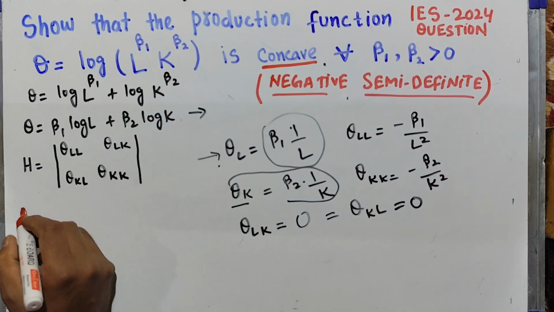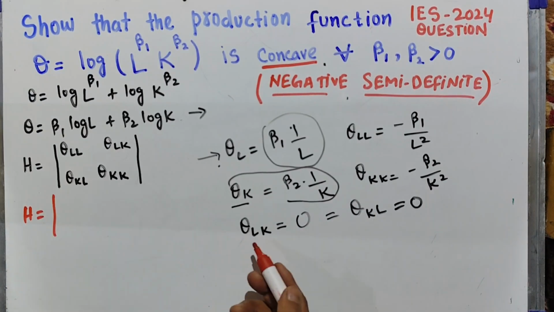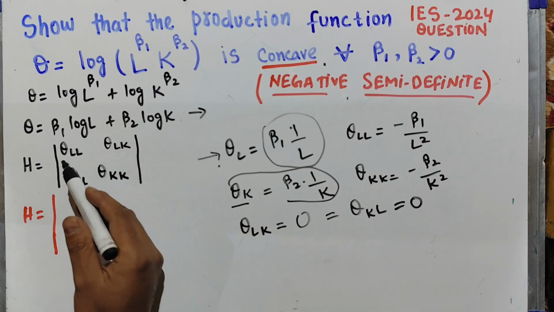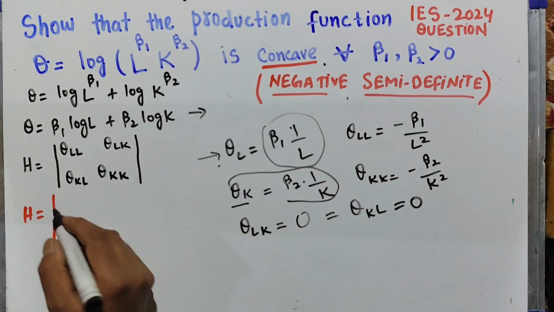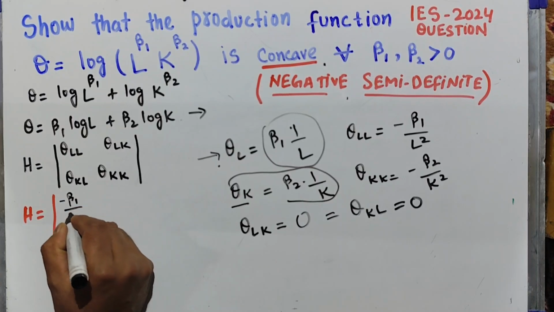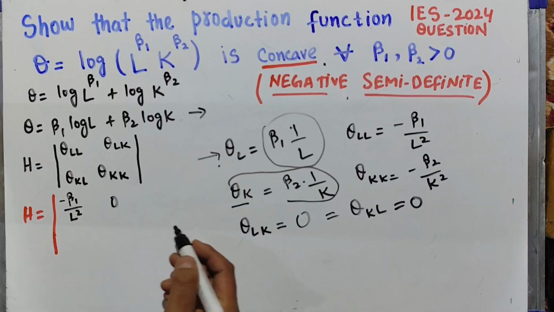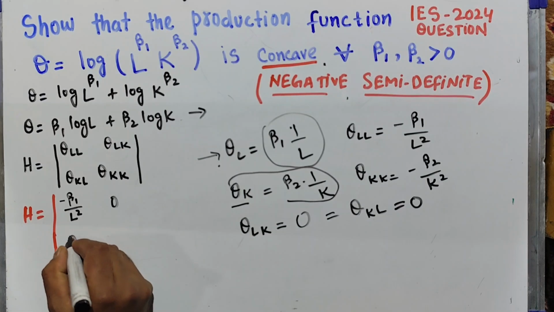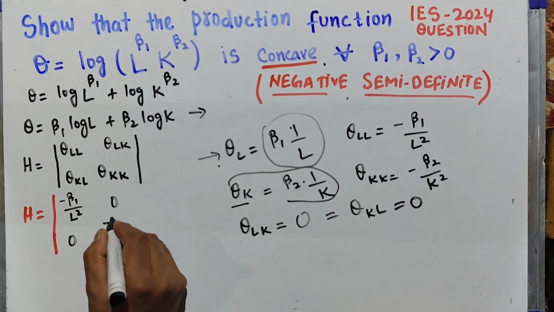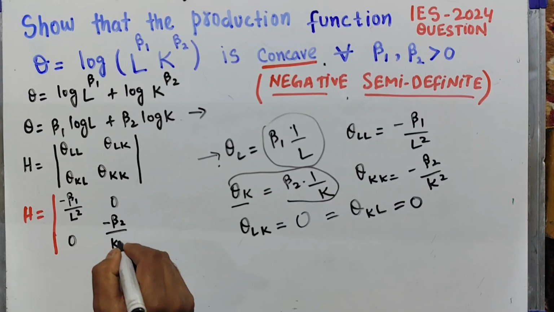So what will be our Hessian matrix? So H will be equal to QLL. So what is our QLL? QLL, it is minus beta 1 divided by L square. QLK is 0 and QKL is again 0 and QKK is minus beta 2 upon K square.